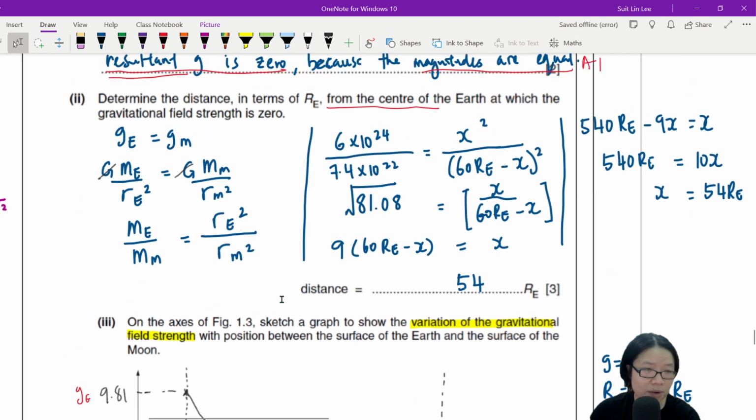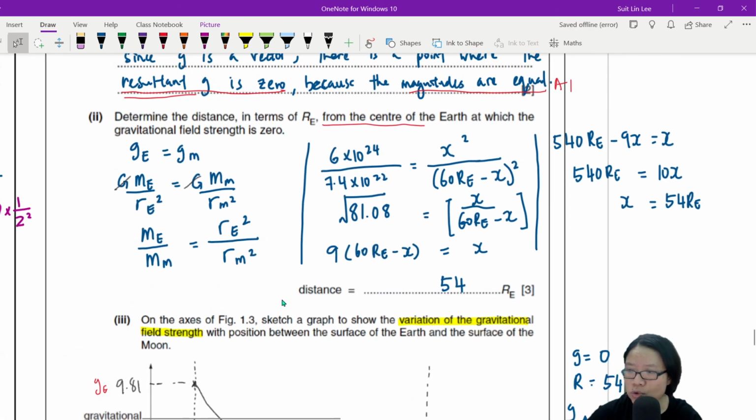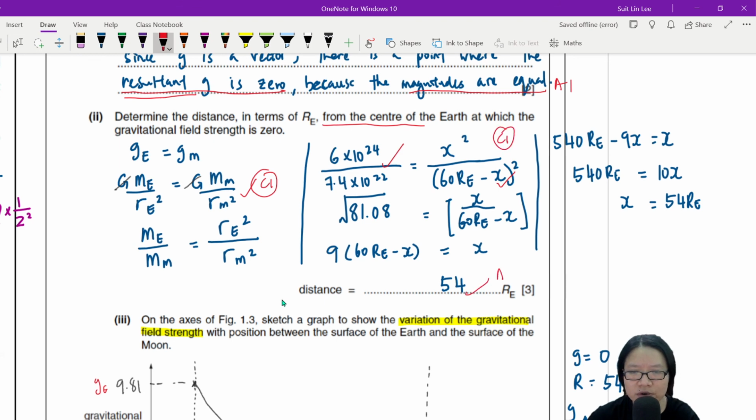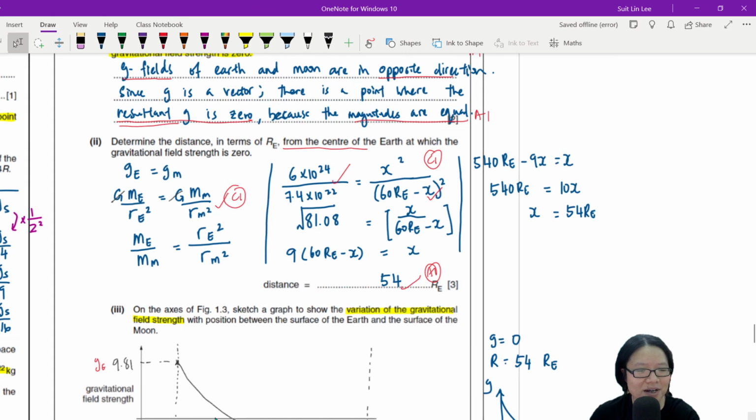When it comes to the calculation, if you identify correctly this distance and write the correct equation, that is 1 mark. So this is C1. Substituting everything correctly is C1. Final answer correct is A1. Standard stuff. So this is an old question.